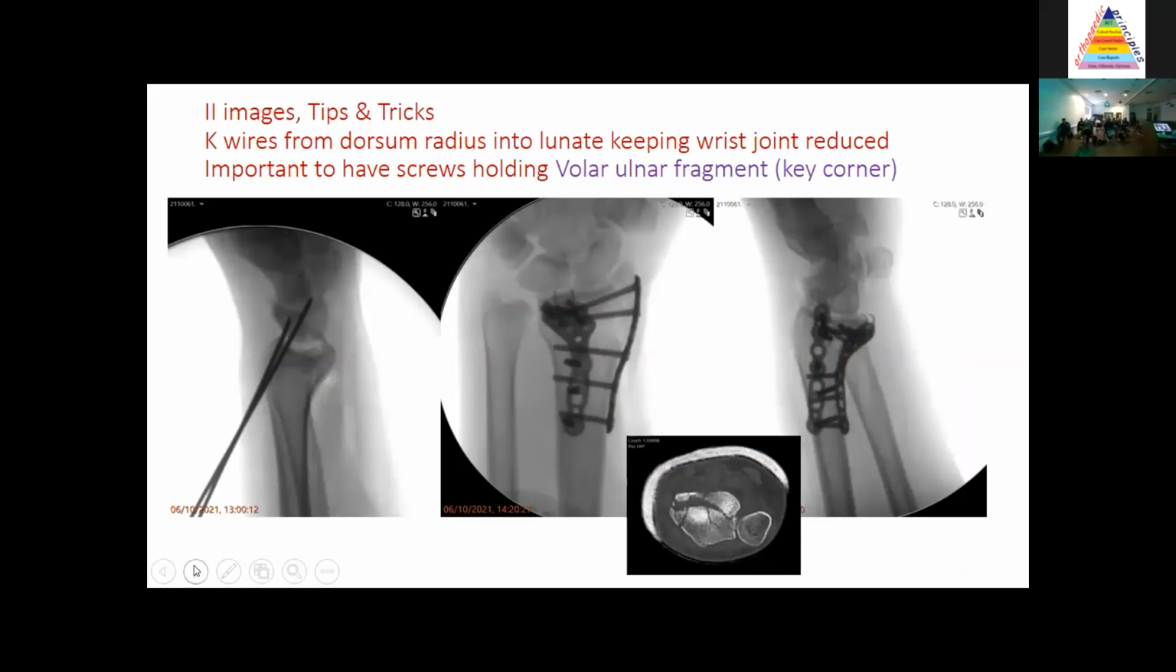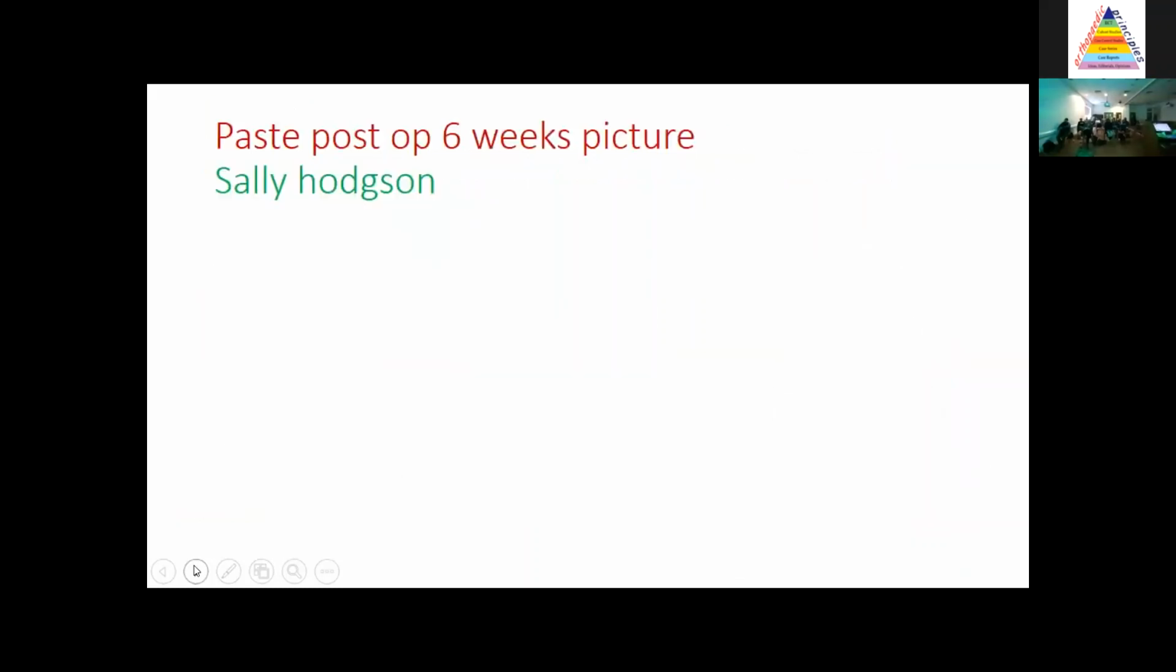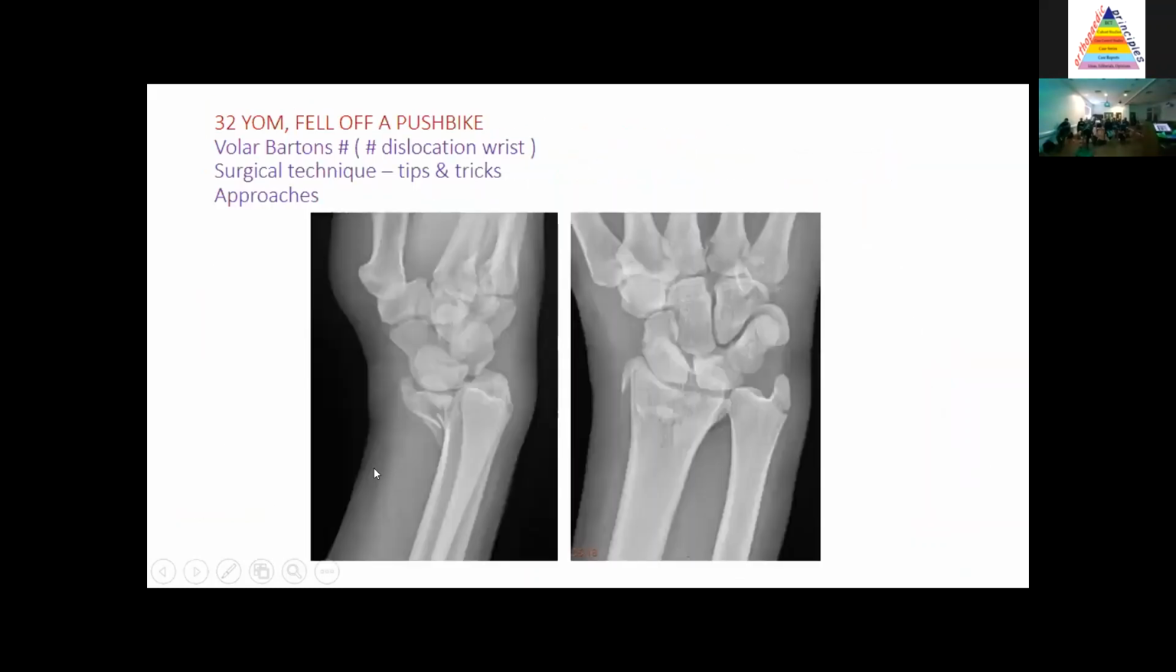So the very act of surgery is easy. The journey to theater and decision making is hard. And once you break it into simple steps, it becomes easier. Eventually it falls in place, yeah? Another volar Barton, even worse, see the carpus where it is, yes? Who wants to have a go at this?